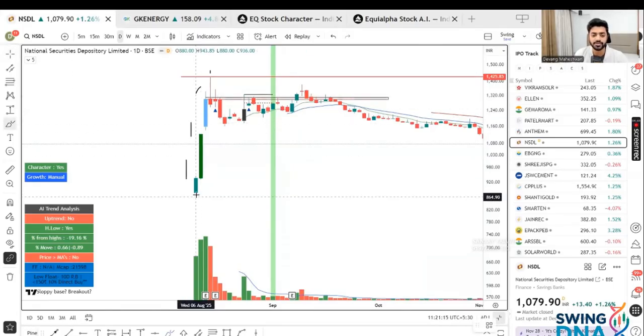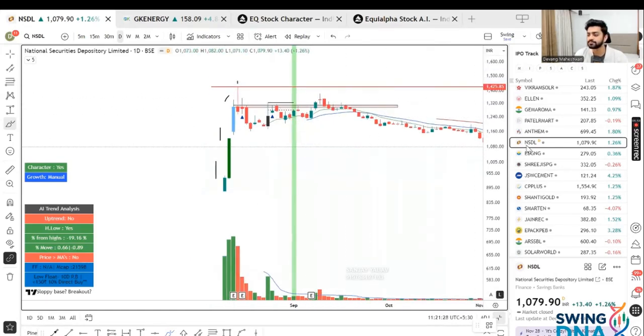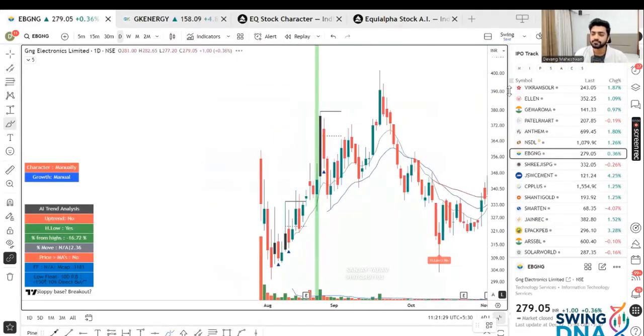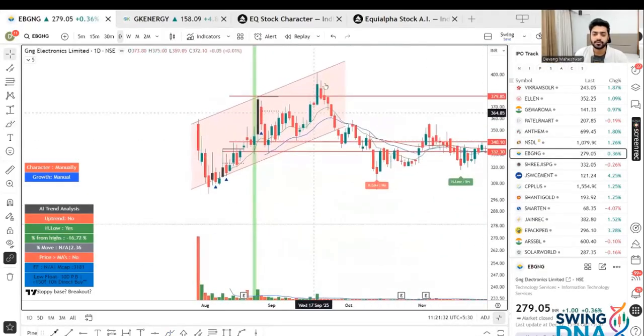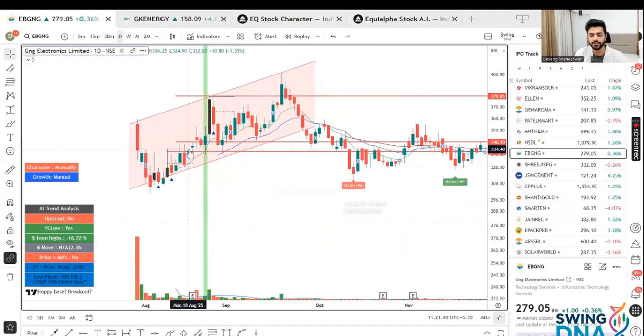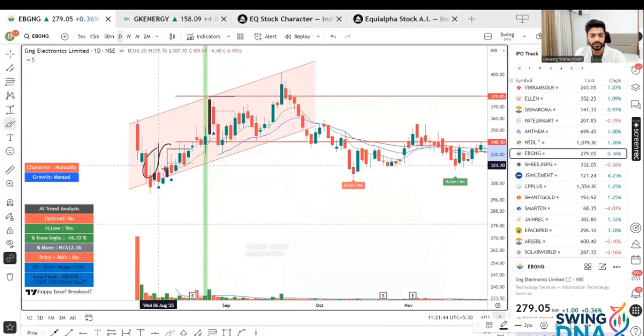Like, look at this, it simply moved the next day after listing. This is listing day, after 20%, 15%, and then it simply fell down. Tried to form a base up here and failed. This was a kind of IPO that gets listed and had an initial profit booking. Tried to move up again. Look up the VIX which is coming up here.